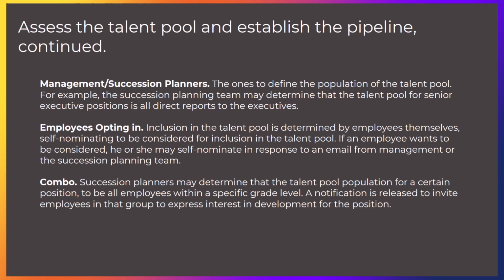And then you can have the combo, which I honestly think is the best option, where succession planners may determine that the talent pool population for a certain position is all employees within a specific grade level. And then a notification is released to invite employees within that group to express interest in the development for the position. So you can still control who gets that. So you can say this grade level are the people who are appropriate to be possible succession plan people, but you're not going to avoid every employee, right? You're going to do everyone in that grade level, and then they can say, yes, I want to, or no, I don't.